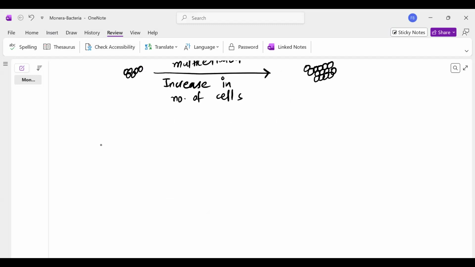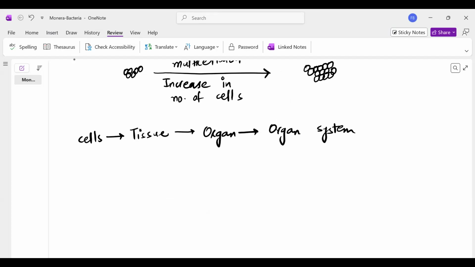Okay, one more thing I want to tell you about this. When we talk about multicellular organisms, basically you have cells, right? Then those cells combine to form tissues in your body. Then those tissues combine to form organs, specific organs. And then there is the organ system in your body. And that complete organ system as a whole represents an individual. Okay, so basically this is the initial stage. In a multicellular organism, there will be many cells.